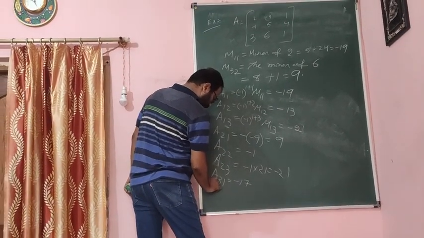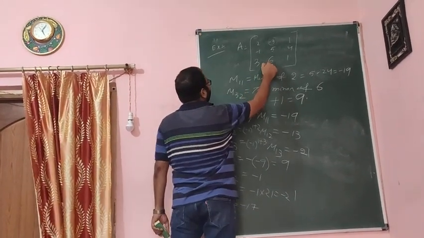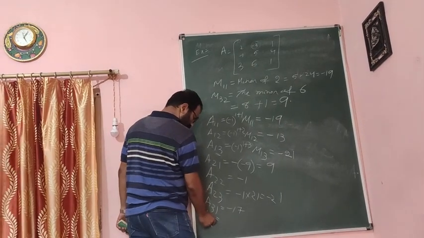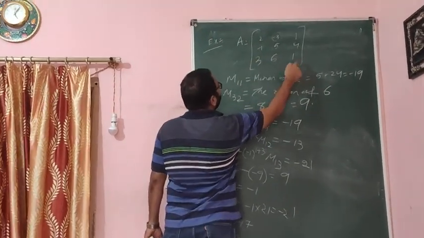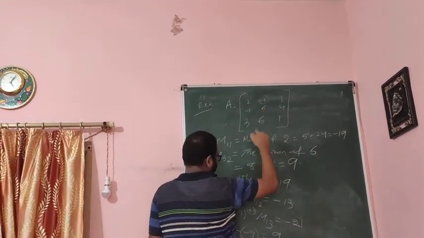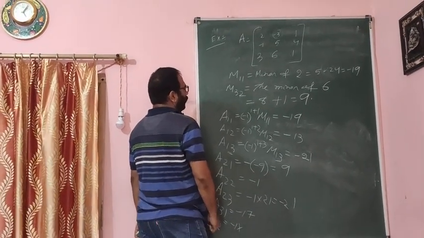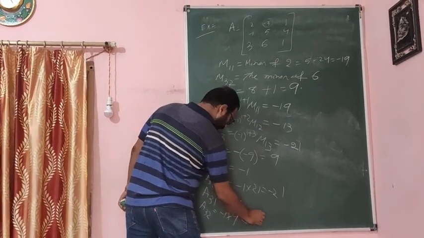Similarly, A32 you will also get, the cofactor of this element. For 32 the sum is odd, so it is minus 1 into, here it is cancelled, here it is cancelled. So it is 8 plus 1, that is 9. So here it is minus 1 into 9, so we write minus 9.